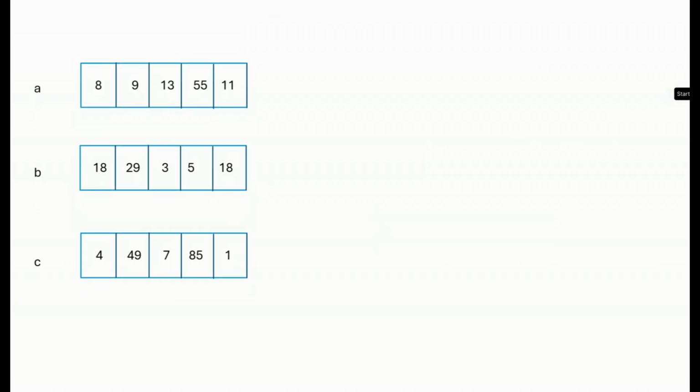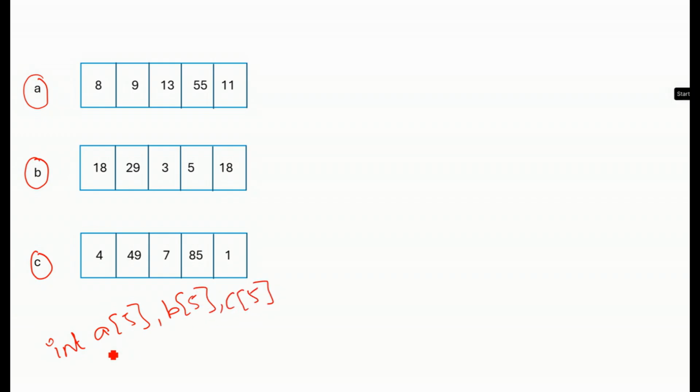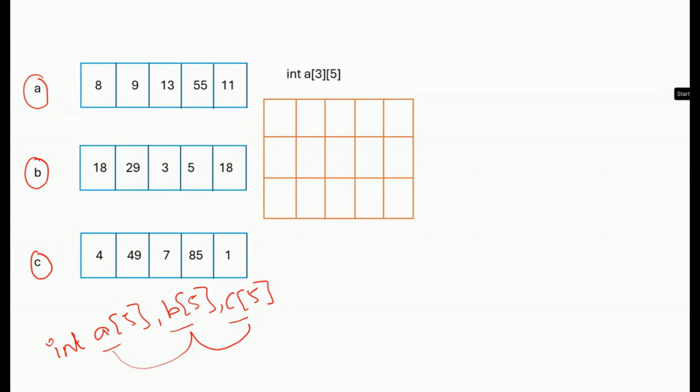Now, for example, if I want to combine three different arrays, we would be declaring three different arrays like int a[5], b[5], c[5]. Instead of declaring three different arrays with three different names, if we combine all these into a single array, that is called a two-dimensional array. The best example for a two-dimensional array is matrix operations. That's why for matrices we use the two-dimensional array.